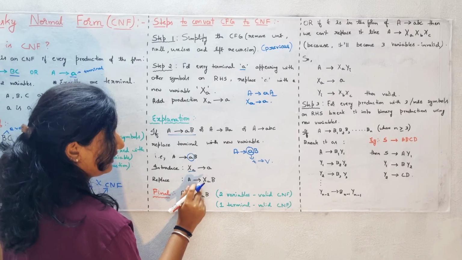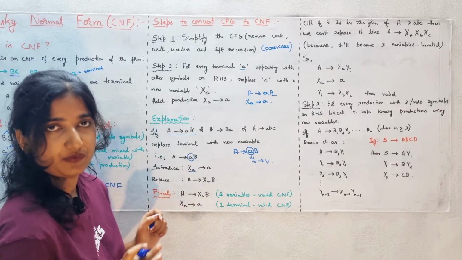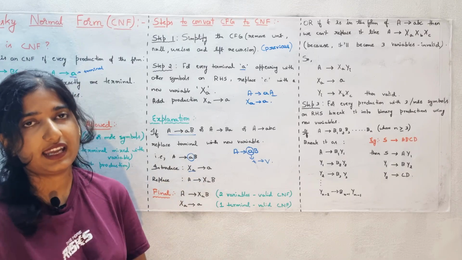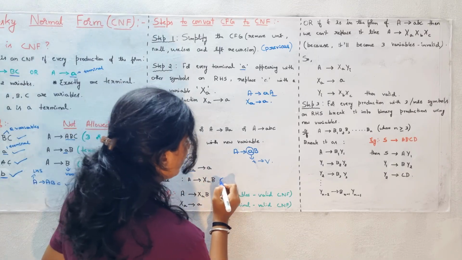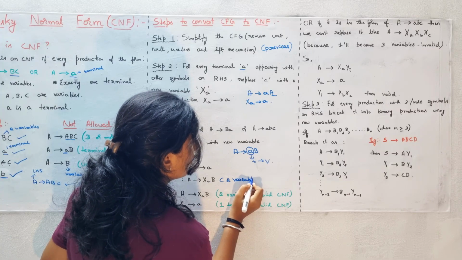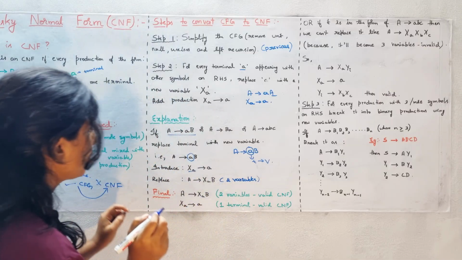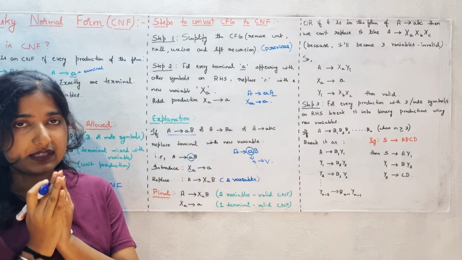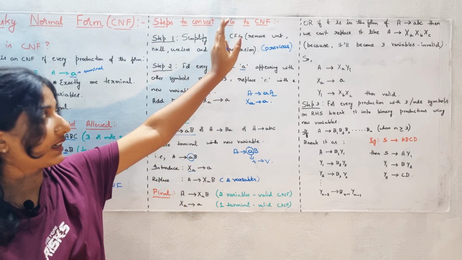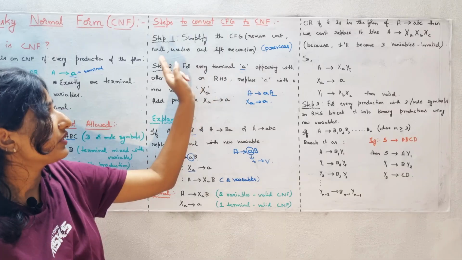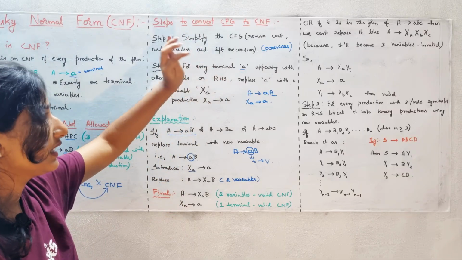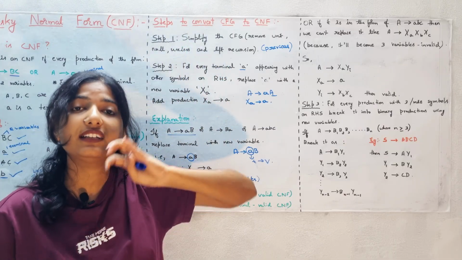So replace A derives XAB, which means we are replacing this terminal with non-terminal XA. Now this is two variables, right? Two variables are there here. So remember this one, in step 1 we are going to remove all the productions that are there, that is unit, null, useless and left recursion. That is done. And then in the second case we are dealing with the terminal.